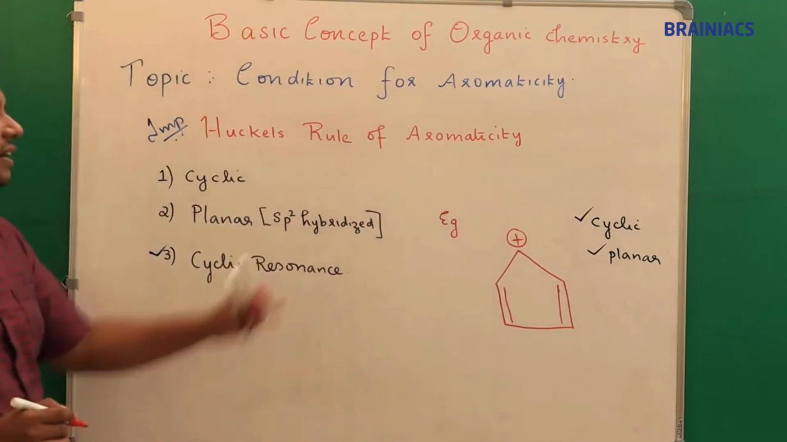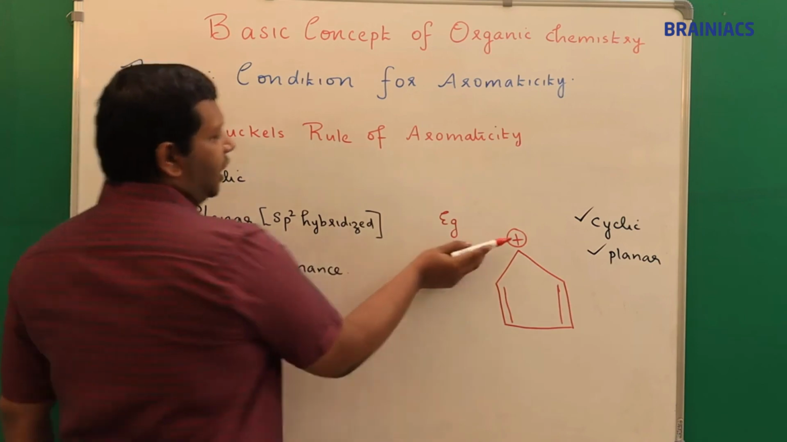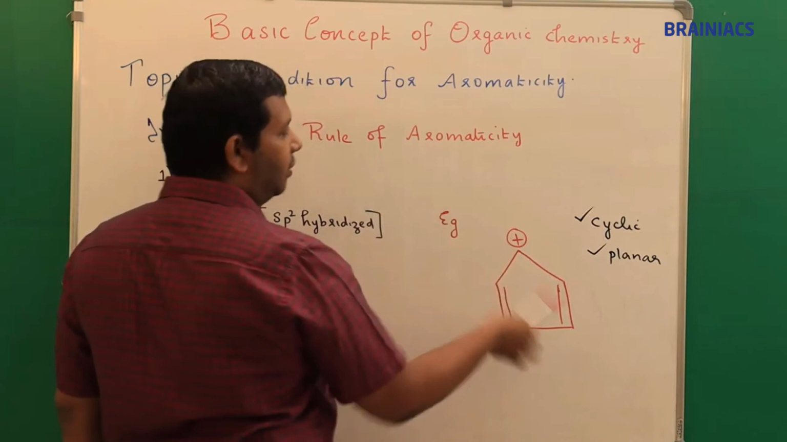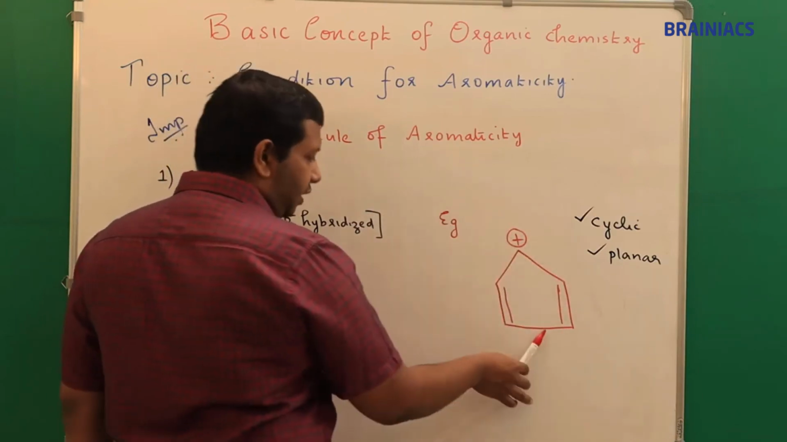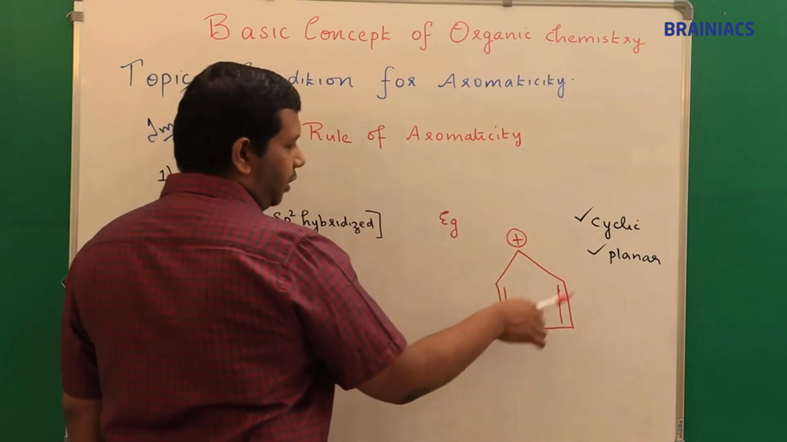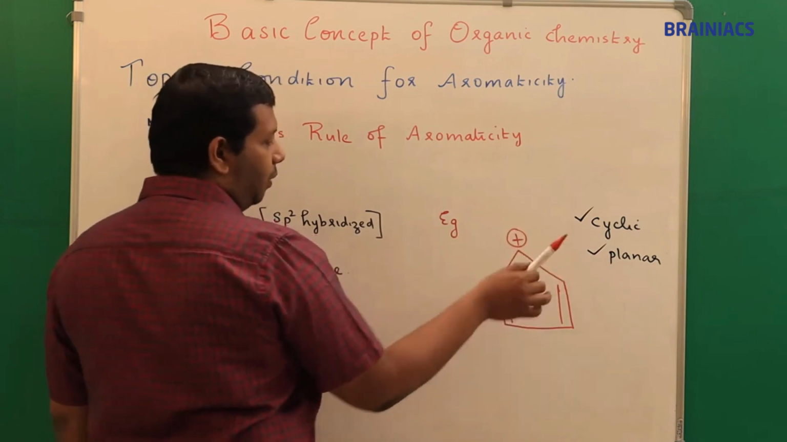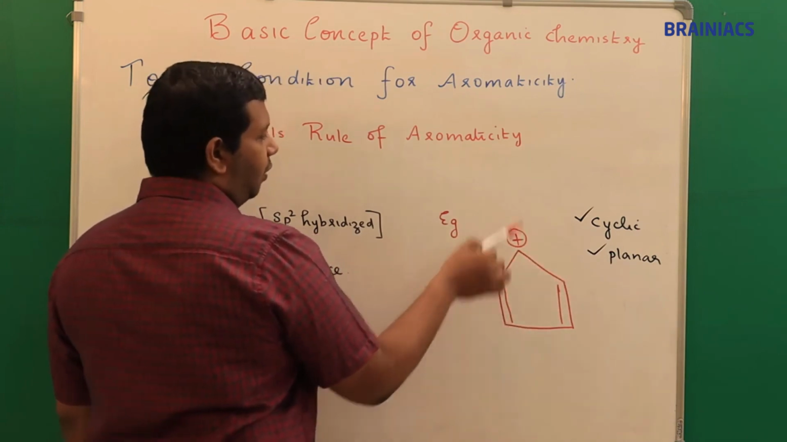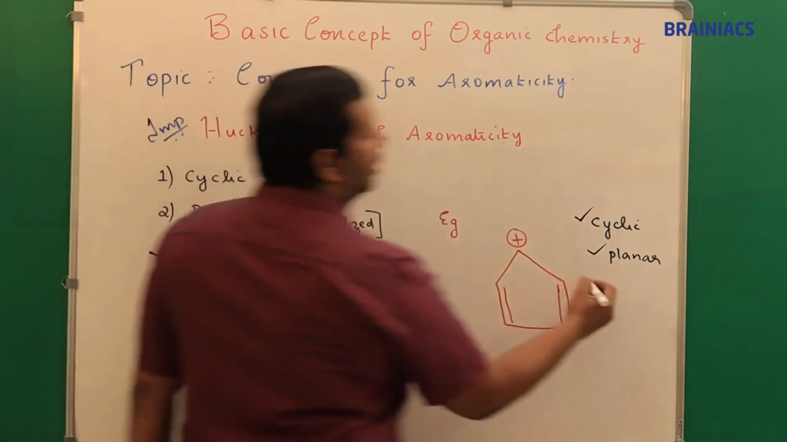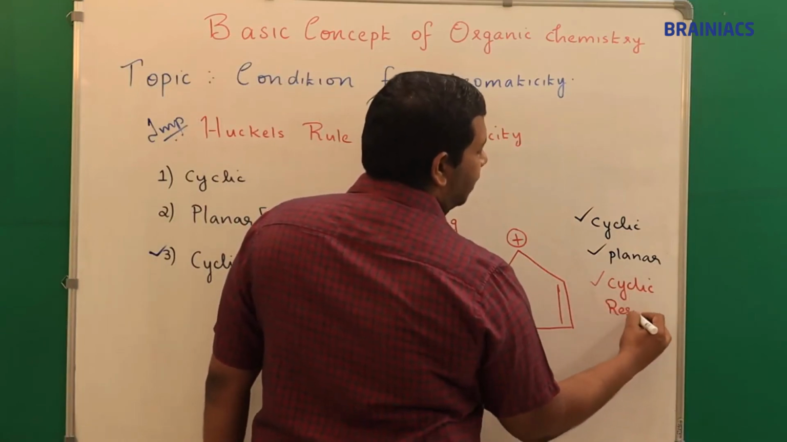Now how to check whether cyclic resonance is present or not? I can start from anywhere. Plus charge. Then what should come? A single bond, correct? Then what can come? Anything can come. So here double bond, then single bond, then double bond, then single bond, then plus charge, single bond, double bond, single bond, double bond, single bond, positive charge, single bond, double bond, single bond, double bond, single bond, positive charge. You can see here cyclically this resonance is present. So I can say here cyclic resonance is present.